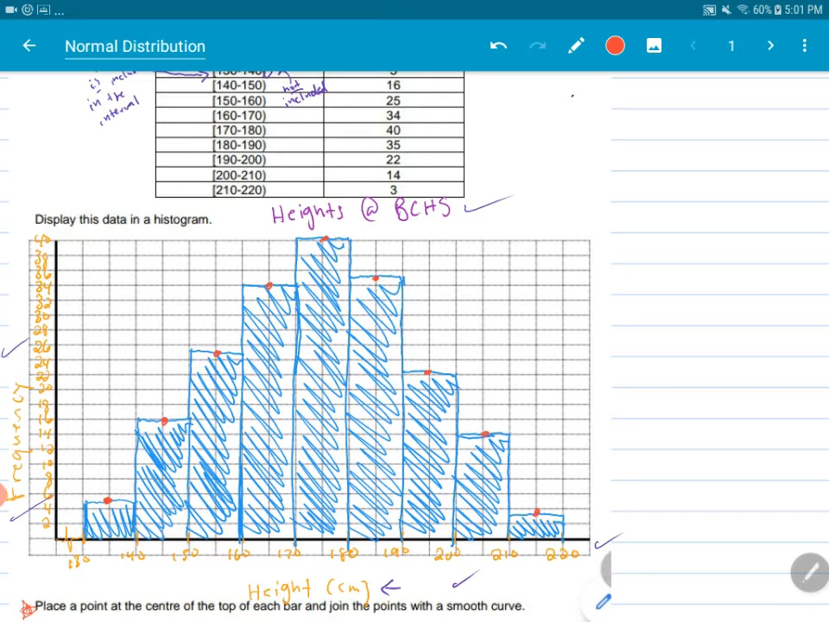There we go. And you want to do this every time. So if you continue with the next two examples on your own, this is exactly what we're going to be doing. So once we do that, we can try to connect it with a smooth curve. And you can see here that this resembles that normal distribution.